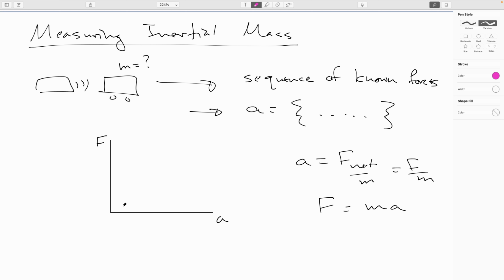So let's say I do that. Boop, boop, boop, something like that. Then what I can do is run a fit line through my data. And I know that I would need to include the origin, because if I don't apply a force, it just sits there. So in this case, the origin would be the absolute best piece of data I have.